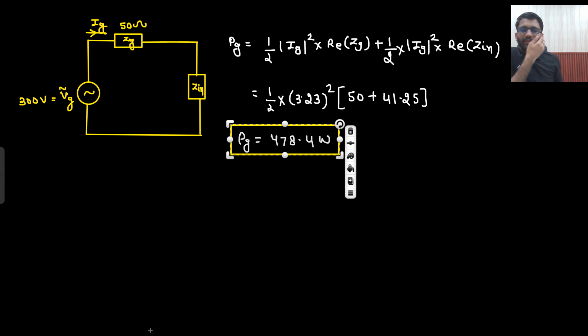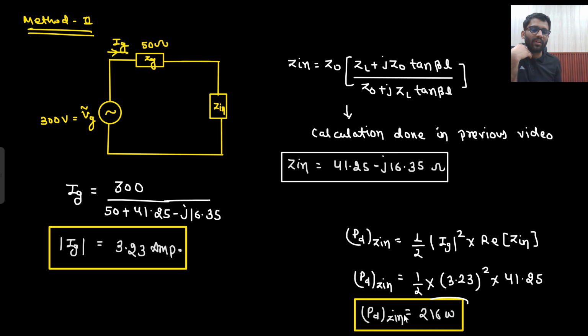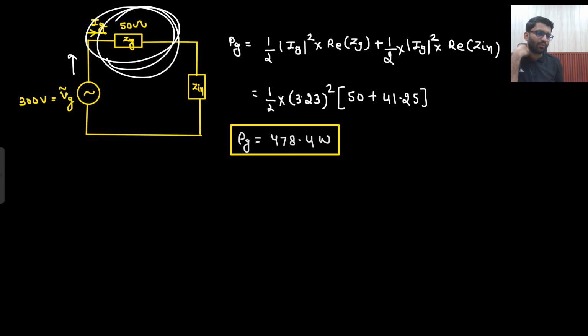by the voltage source, or by the source, or you can say by the generator. So from here this much power was going, then some power was dissipated in Zg and the rest of the power was delivered to the transmission line. So there is a lot of power that is dissipated in Zg. The transmission line is only getting 216 watt, right? From 478.4, this transmission line is getting only 216 watt. So the rest of the power is dissipated in Zg only. So that is too much.